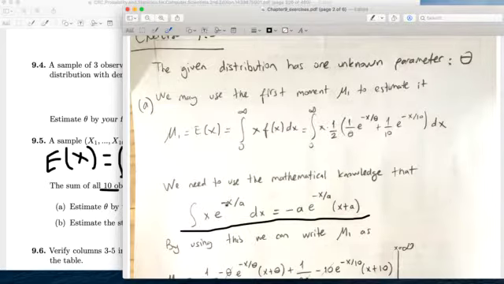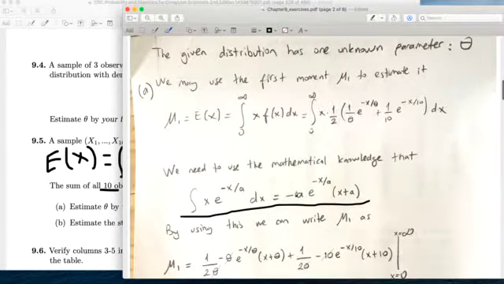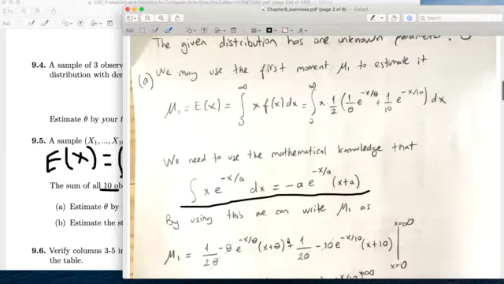For part B, I need to know what this x squared is. I will be using it for finding the expected value of x squared. So that's for part B. Now, by using this, we can write mu1.